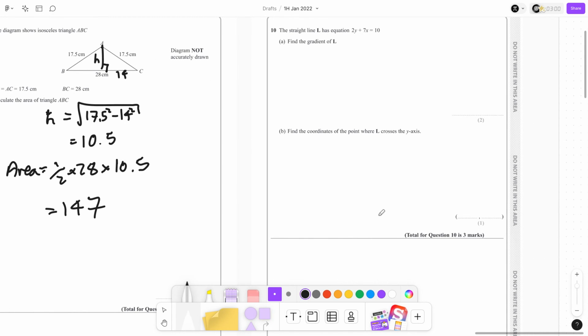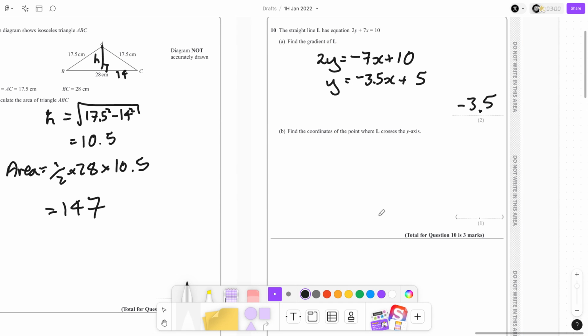Find the gradient of the line L. So it's easier if we rearrange it to get y equals mx plus c. So start by doing 2y equals minus 7x plus 10. Then we're going to divide by 2, so y equals, we've got to divide everything by 2, minus 3.5x plus 5. So what is the gradient? Well, the gradient is just minus 3.5, minus 7 over 2.